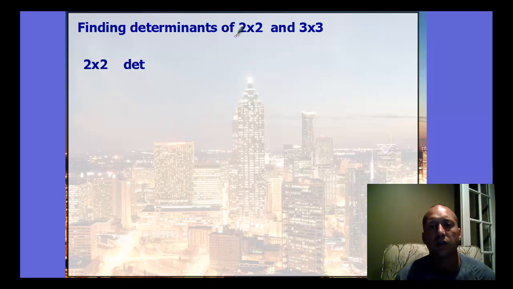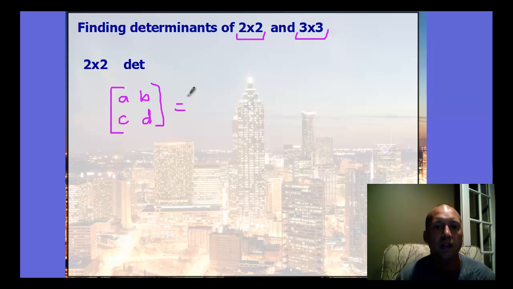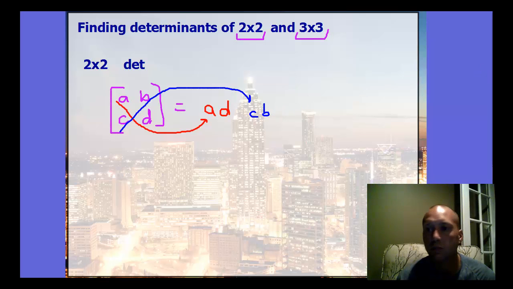So finding determinants, we're going to look at determinants of 2 by 2s and 3 by 3s. Again, they're only for square matrices, so they have to have the same rows and columns. First, we'll look at a 2 by 2. If I take a 2 by 2, A, B, C, D, to find it, we take the downward diagonal, A, D, and multiply those. So A times D. Then you take the upward diagonal and multiply those, C times B. You have those two products and you subtract them. And that's how you find the determinant.